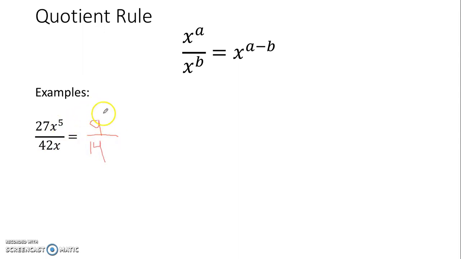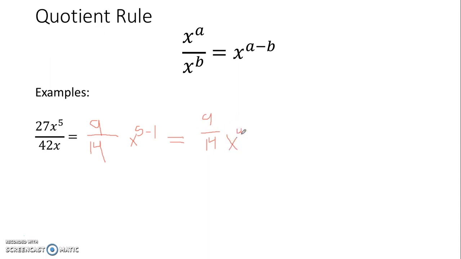And then we're left with x to the 5th power over x. So we do x to the 5th power minus 1, because when there's nothing there, that means that there's a 1. So all of that equals 9/14 x to the 4th power.